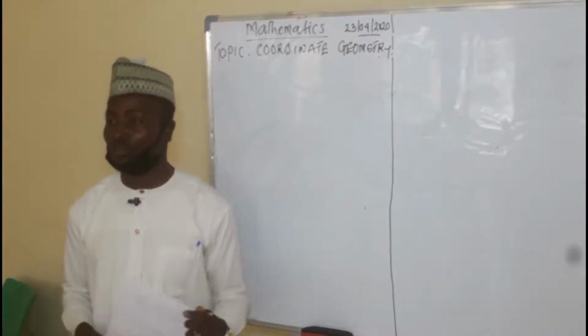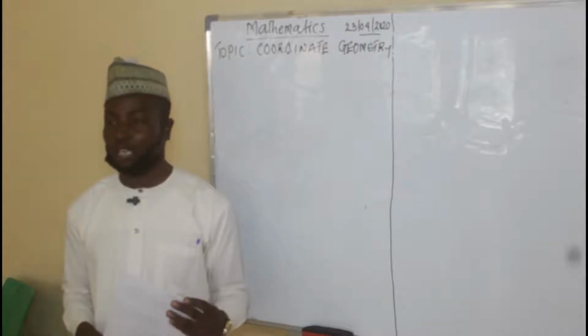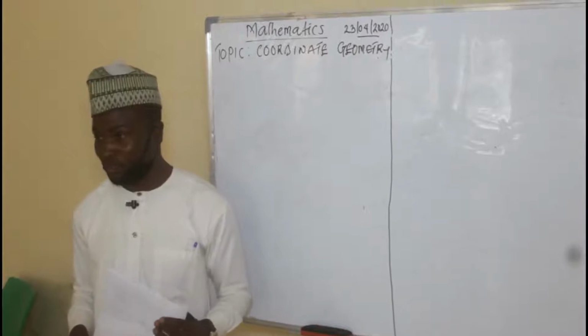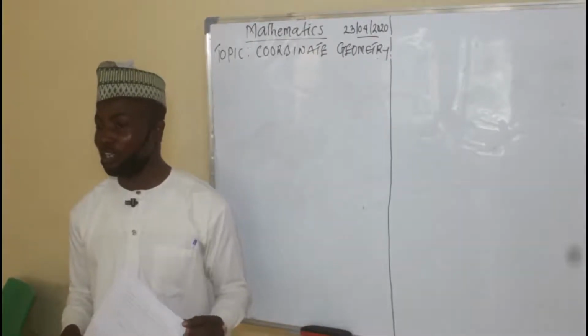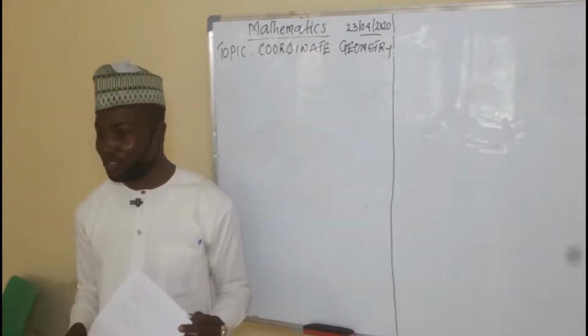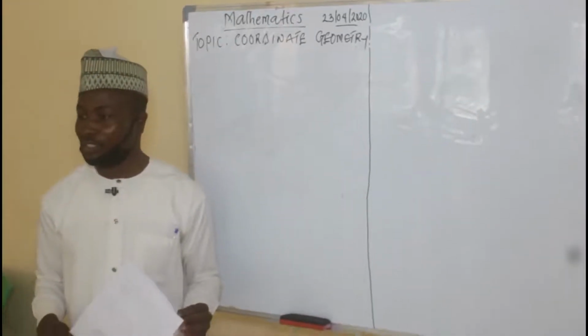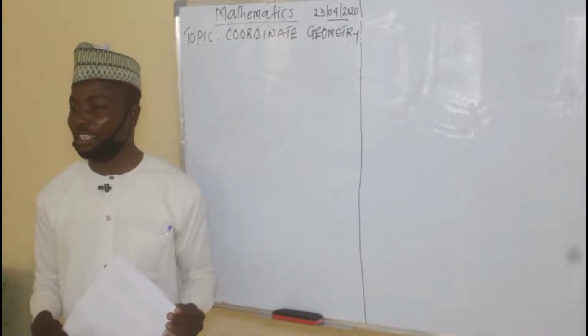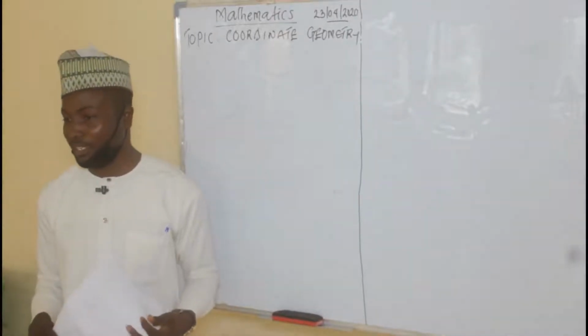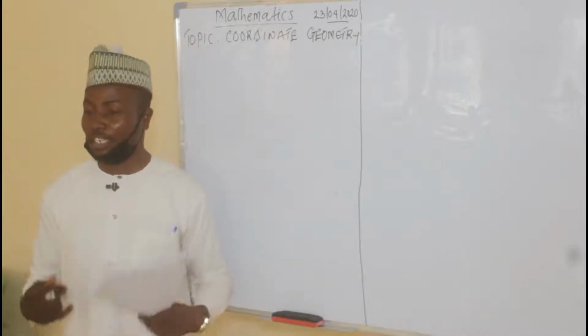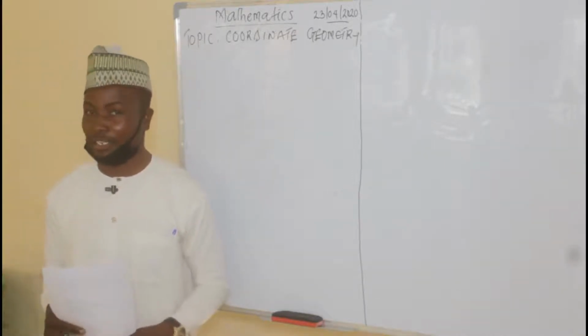Under this topic, the students should be able to identify a point on a Cartesian plane. The students should be able to know how to calculate the distance between 2 points, how to calculate the midpoint, and how to find the angles on a line. And again, the students should be able to find the equation of a straight line.